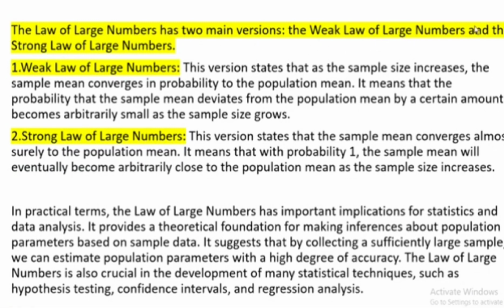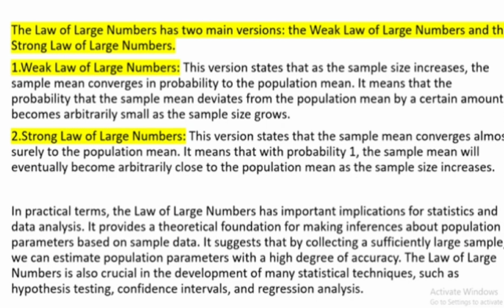The weak law of large numbers and the strong law of large numbers. Weak law of large numbers. This version states that as the sample size increases, the sample mean converges in probability to the population mean. It means that the probability that the sample mean deviates from the population mean by a certain amount becomes arbitrarily small as the sample size grows.